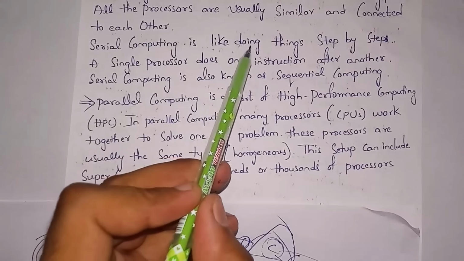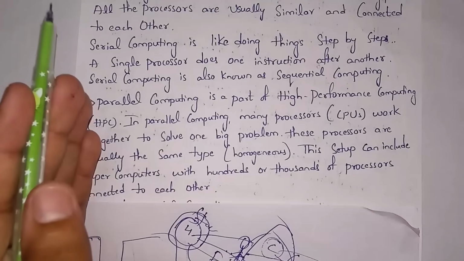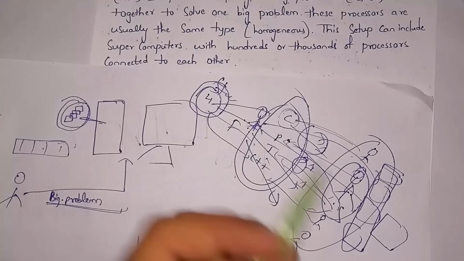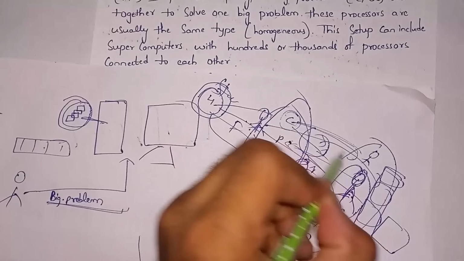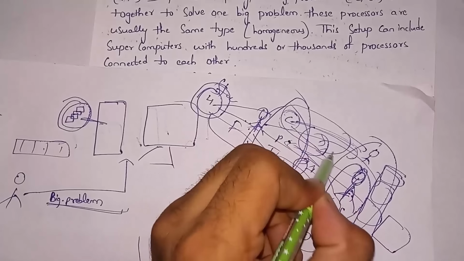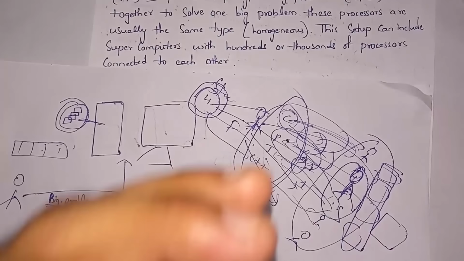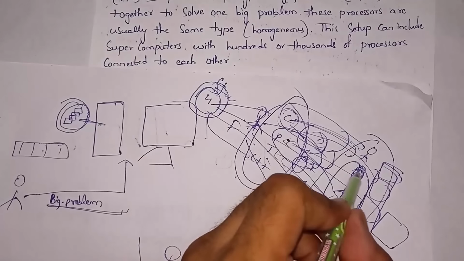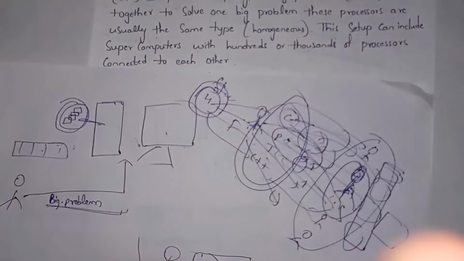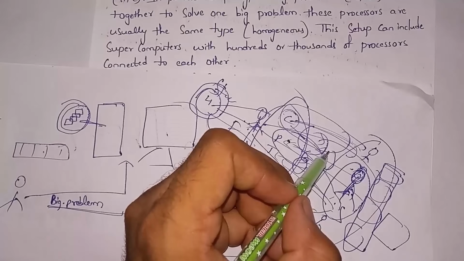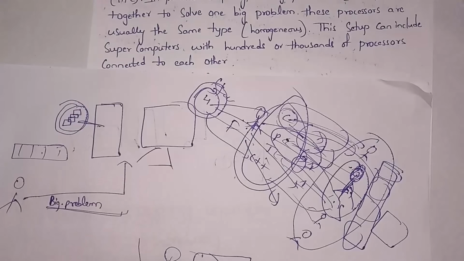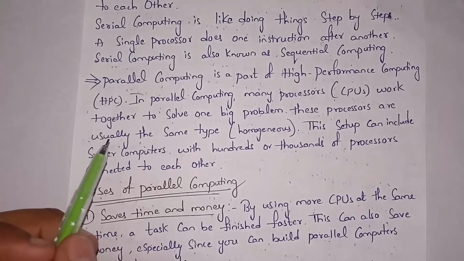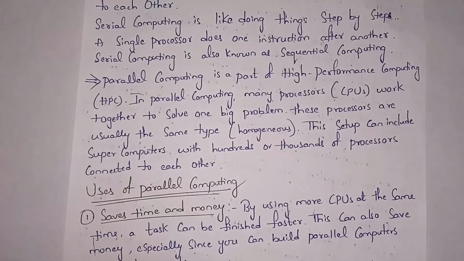Serial computing is like doing things step by step. A single processor does one instruction after another. I already said this example. If there is only a single person, then at first he will create C material. Only after creating C material, then he will start Python material. So he will complete the work in a step by step manner. So a single person is the same as a single processor. If there is only one processor, that processor will complete the work in a step by step manner. So only after completing the first instruction, then it will go to the second instruction. So in serial computing, we use only one single processor in our CPU. And we also call serial computing sequential computing.